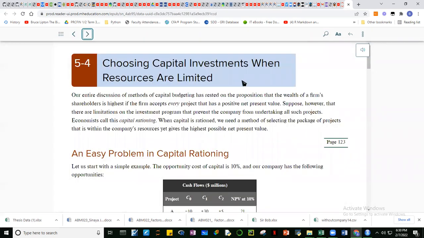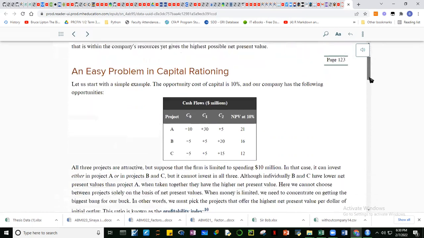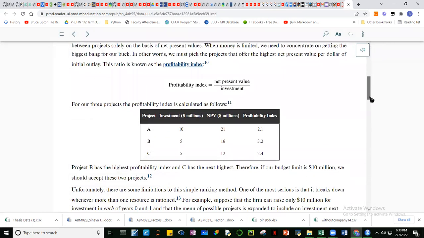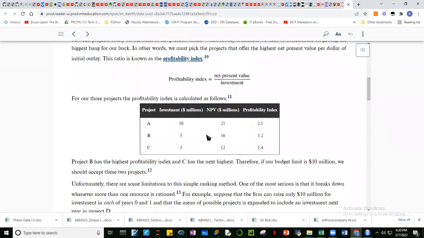Okay. So again, paano yung choice, guys, pag limited yung resources? Okay, so you rank the projects. You can either use the net present value or the profitability index. Okay, take a look at this, guys. Tingnan nyo to. Si project A, ang NPV niya 21. Si project B, ang NPV niya 16. Si project C, ang NPV niya 12. Okay, so if we just base it on NPV, okay, si project A ang mas maganda.